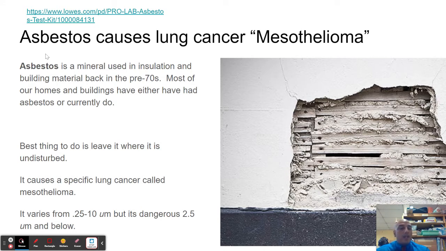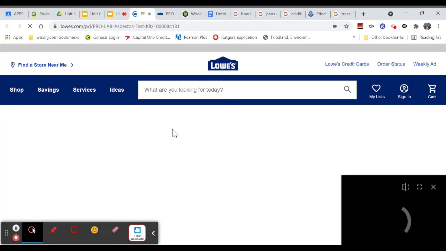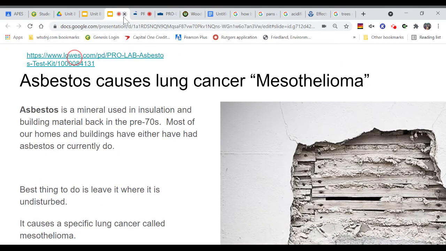So what can you do? How can you test your area if it does have asbestos? I'm clicking on this link here. Let's see if it works. And I don't know if you're actually sharing my screen here. That would be cool if you are.